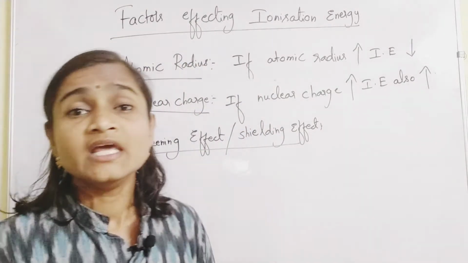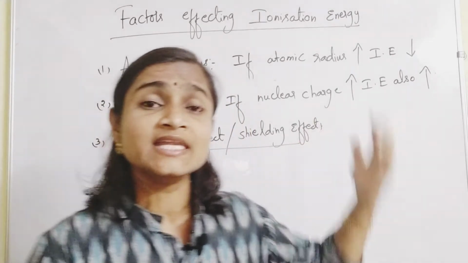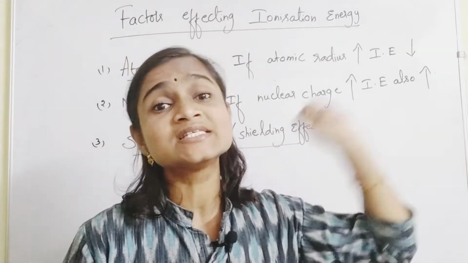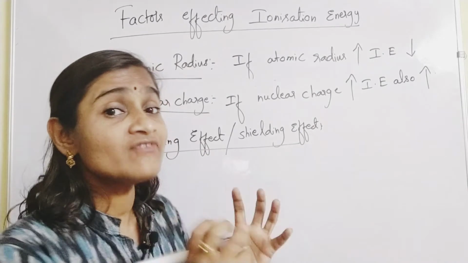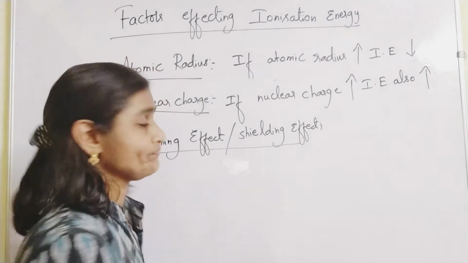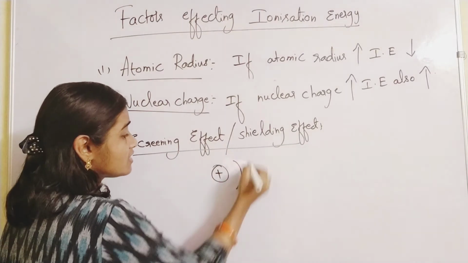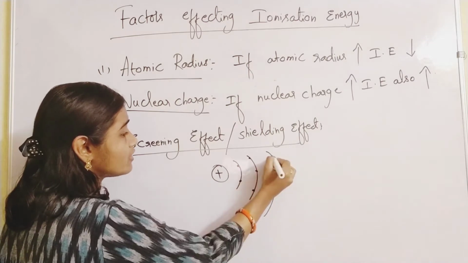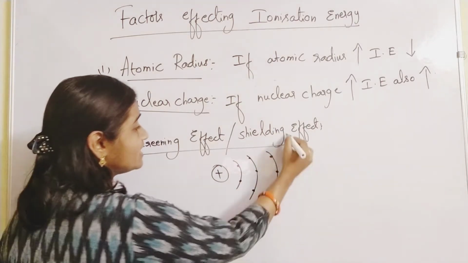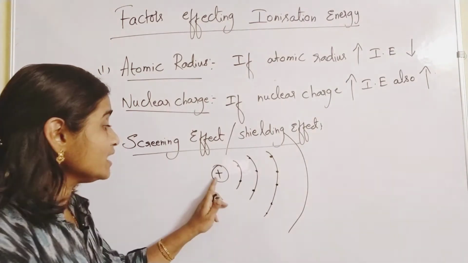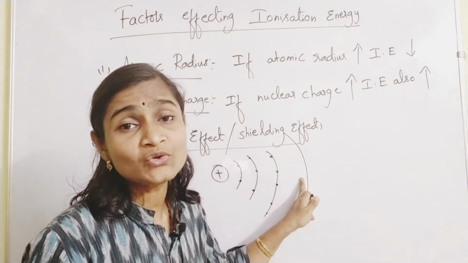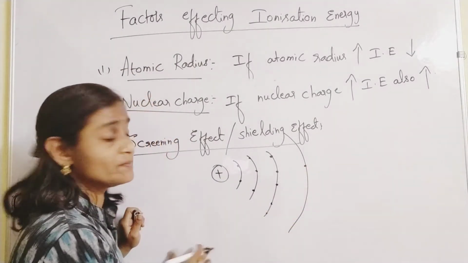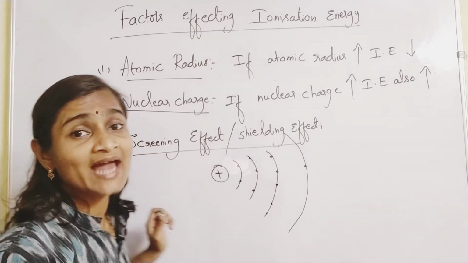This is one phenomenon in which, if the number of inner shell electrons is increasing, then the nucleus is not able to focus on the last orbit electron. If the number of inner electrons is more, then the nucleus cannot effectively focus on the last orbit. The nucleus cannot focus on the last orbit because here these inner electrons are acting as what?